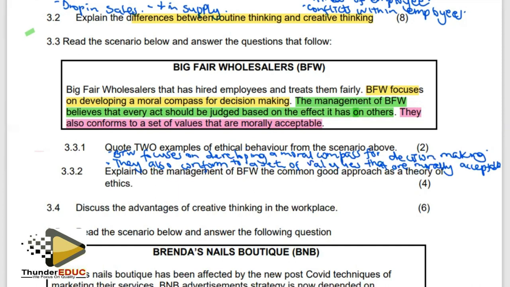Besides that, ethics act as a moral compass for decision making. Before you make any decision, you have to ask yourself, is what I'm doing morally upright? Does it conform to community norms, rules and regulations, values? Is it fair in the eyes of those who are seeing it, is it right? Those are what you call ethical behaviors.